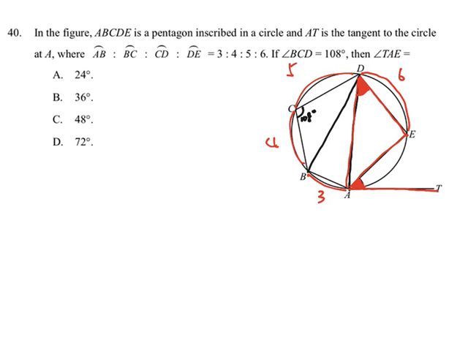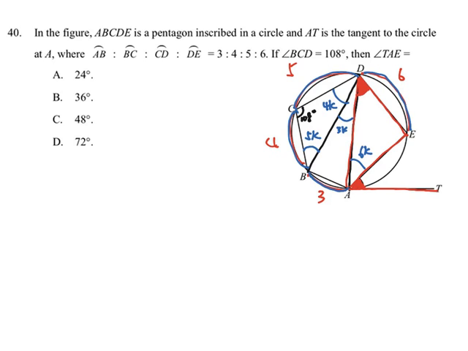Next, we'll make use of the ratio. So it is 3, so the corresponding angle we suppose is 3k. The angle is 4, for this one is 4k. And this 5, this angle 5k. And then for this 6, the angle is 6k.